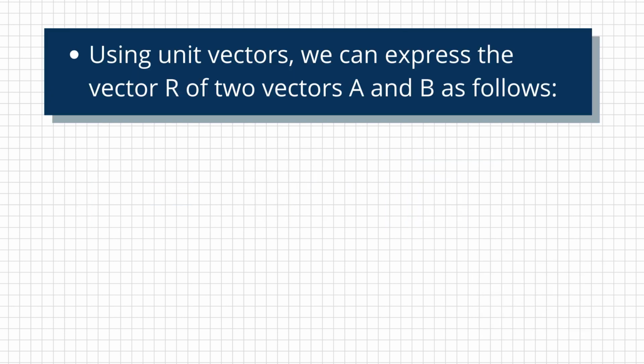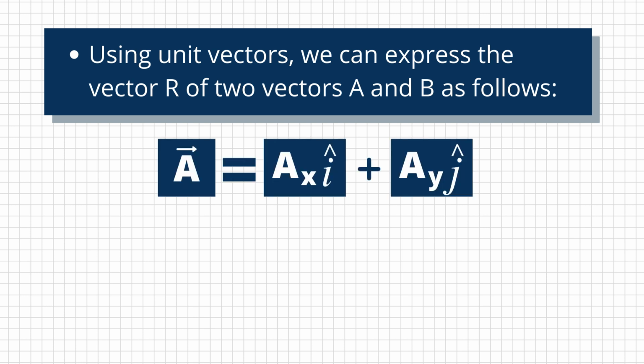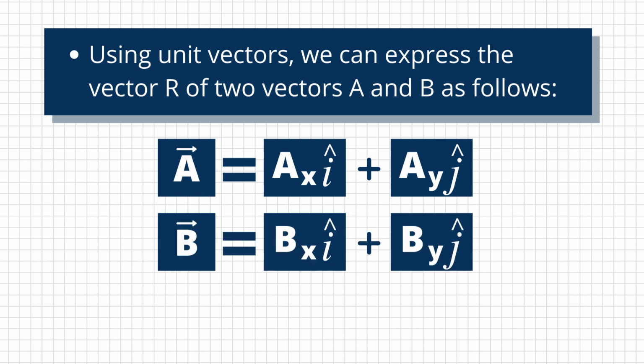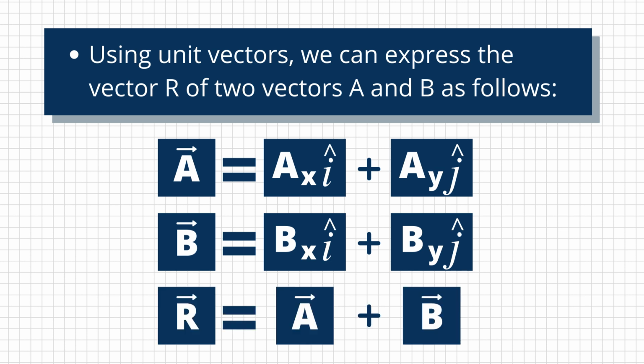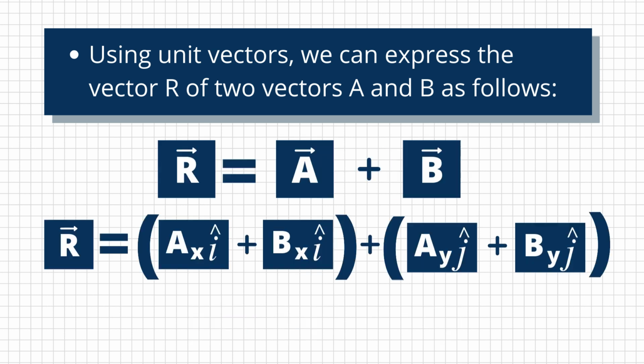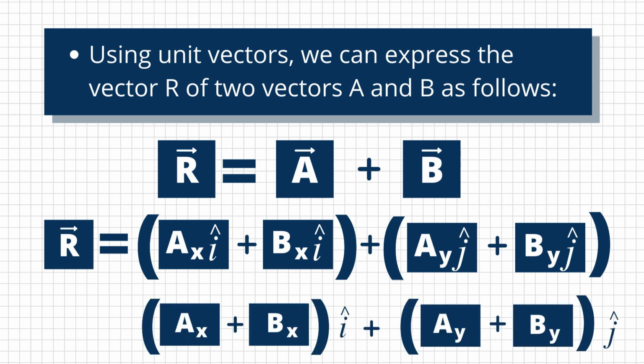Using unit vectors, we can express the resultant vector R of two vectors A and B as follows. Vector A is equal to A sub x i hat plus A sub y j hat. Vector B is equal to B sub x i hat plus B sub y j hat. Vector R is equal to vector A plus vector B, which is A sub x plus B sub x times i hat plus A sub y plus B sub y times j hat, equal to R sub x i hat plus R sub y j hat.